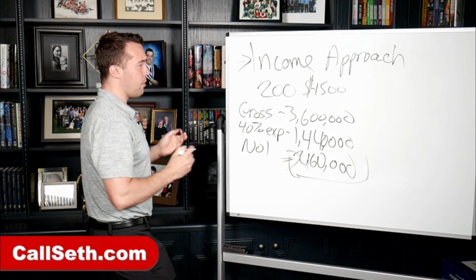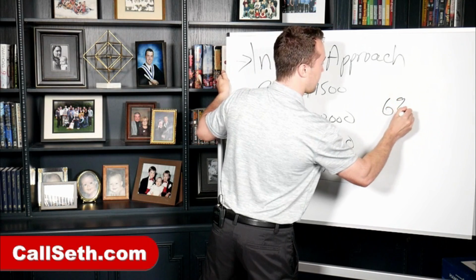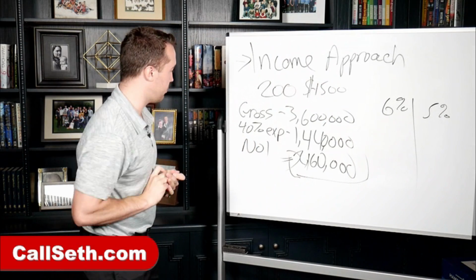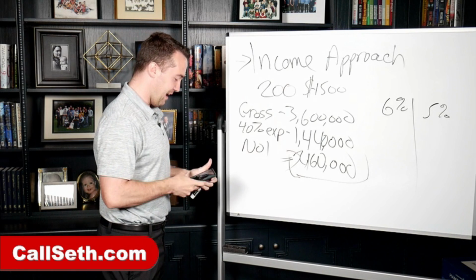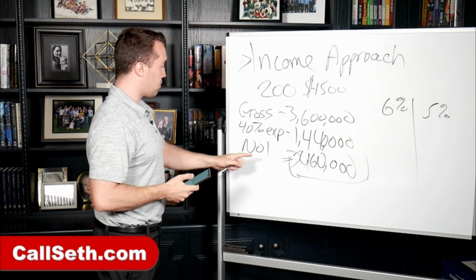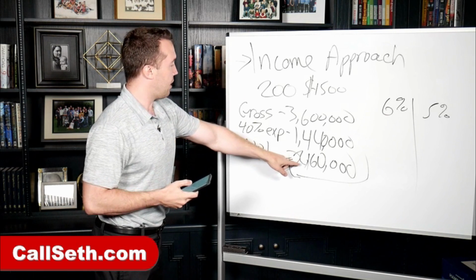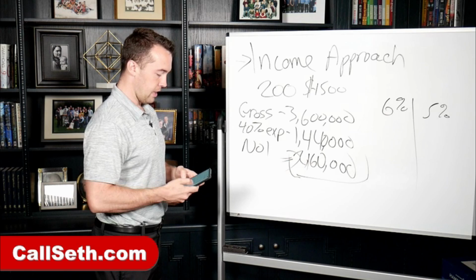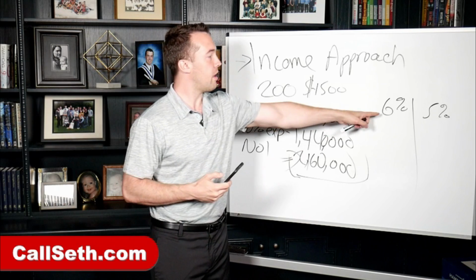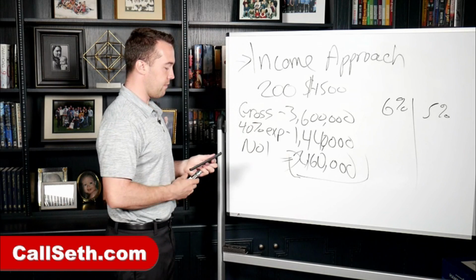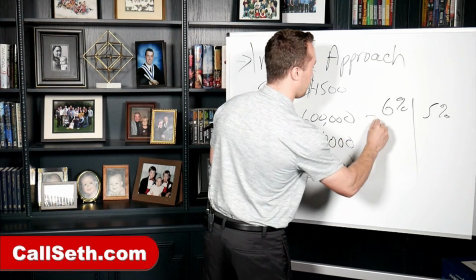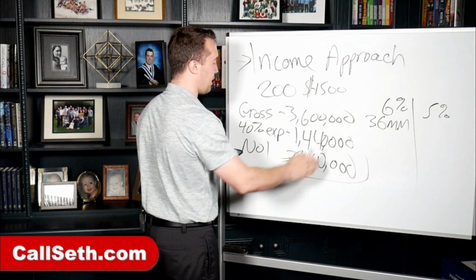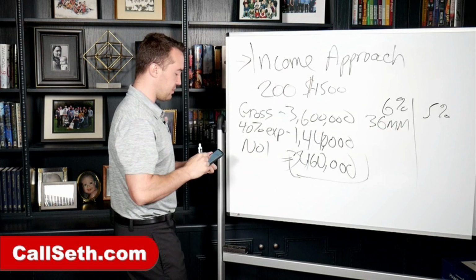So let's look at the difference of a cap rate of 6% and 5% and what difference that makes. So I will need my phone. Should have just used my calculator right at the start. So what we're going to do is take our NOI of 2.16 million and divide it by a cap rate of 6%. And that's going to give us a valuation of 36 million. Okay, so 36 million at a 6% cap with an NOI of 2.16 million.